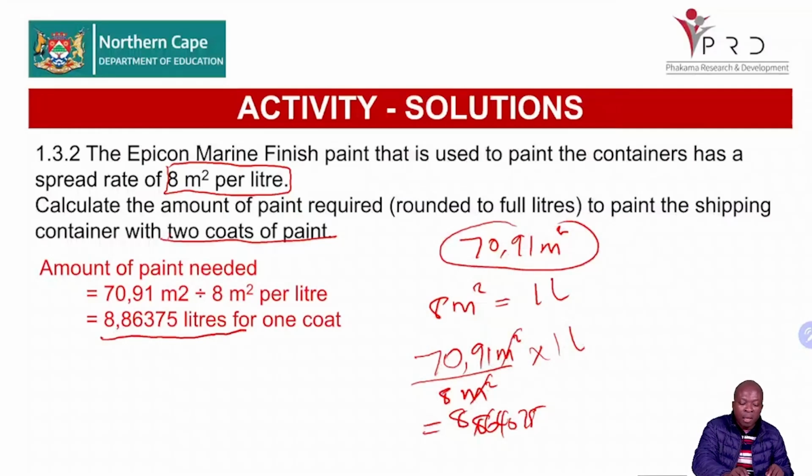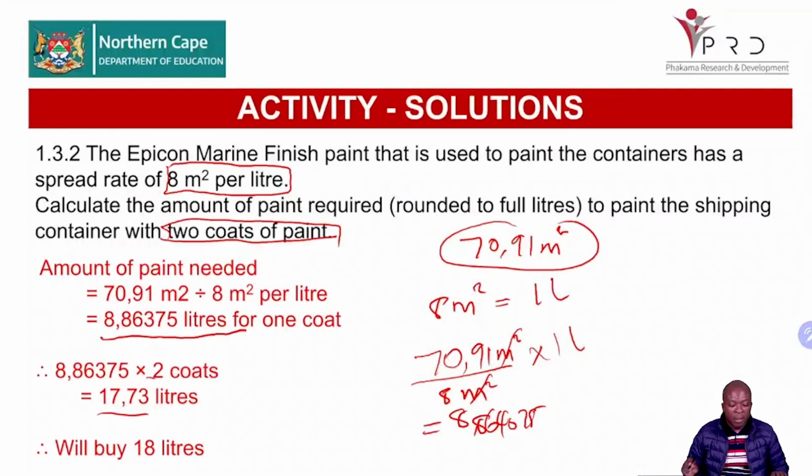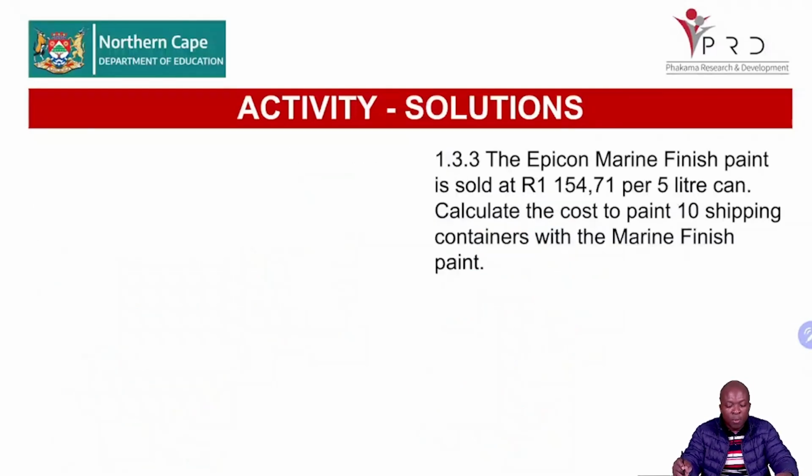Remember, the examiner says we have to paint it how many times? Twice. So we multiply our answer by 2, and that is going to give us 17.73 liters. Please do not forget, we cannot buy 17.73, so we rather round it to 18 liters. We need to buy more, because as we paint, whether with the roller brush or anything, some of the paint will get stuck there. The more we buy, the safer it is for us, because if we run short, it's going to be a problem.